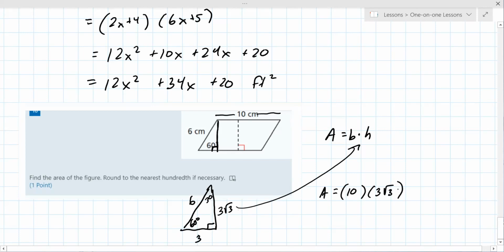And it says to round to the nearest hundredth if necessary. So I don't know what that means. I don't know if that means you can put in an exact answer or if we need to go to the calculator for this. If you know, let me know, but I'll put it in the calculator here. It's 51.96 centimeters squared.